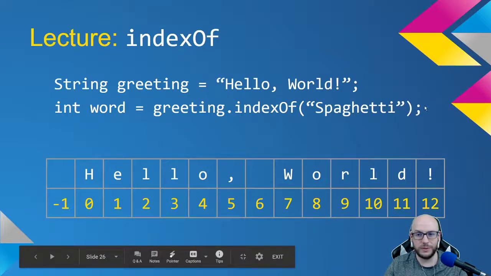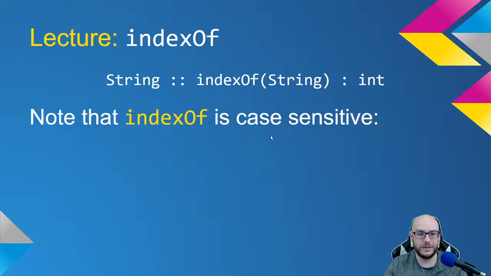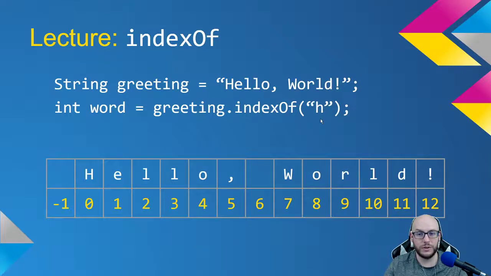What if I was looking for spaghetti in hello world? Not there, -1. Okay, note that this is case sensitive. So if I were looking for a lowercase h in hello world, we're going to get a -1. If I was looking for lowercase world, still a -1.